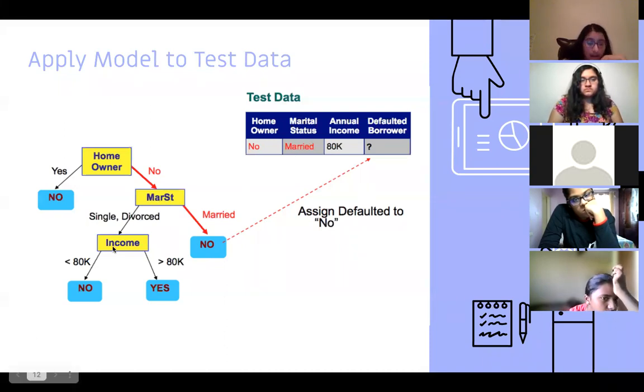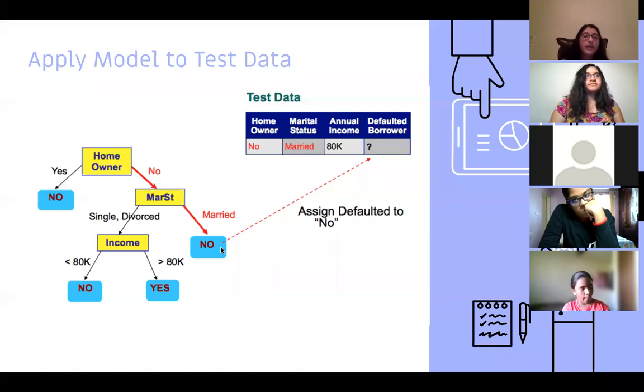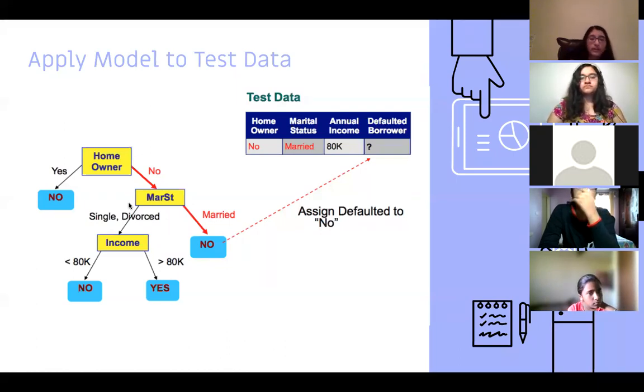So then it would go here, and then we would have to consider what the annual income is. But now, because they are married, we don't need to consider the income statement, so we don't even need to look at that. And so here we have a decision tree. The idea is that based on a bunch of training data that's given, the model, which is this decision tree here, has to be tried out many times to figure out which features basically show that they are a defaulted borrower. So here, what this decision tree is saying is that if they're not a homeowner and they're married, then they're most likely not a defaulted borrower.